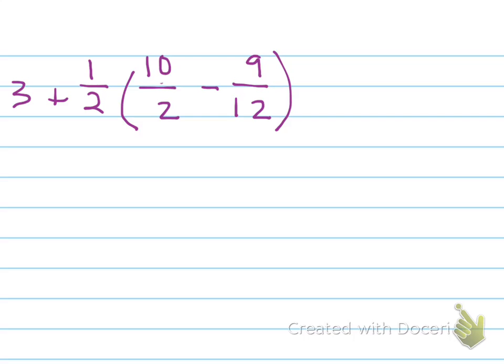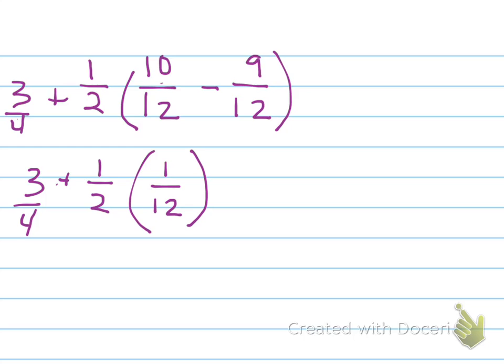So this is going to turn into 3/4, plus 1/2 of 1/12, which will turn into 3/4 plus, now if we multiply these, 1 times 1 is 1, 2 times 12 is 24.